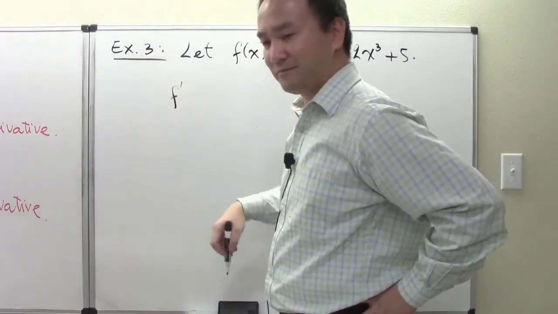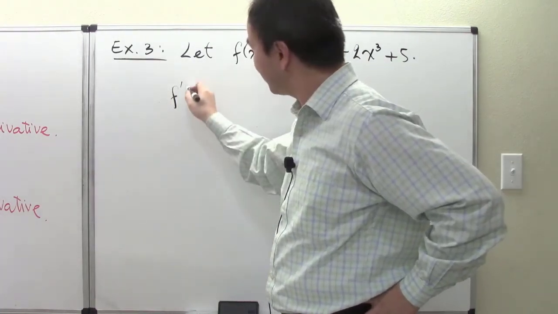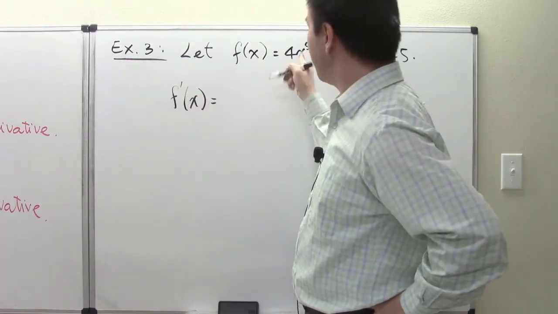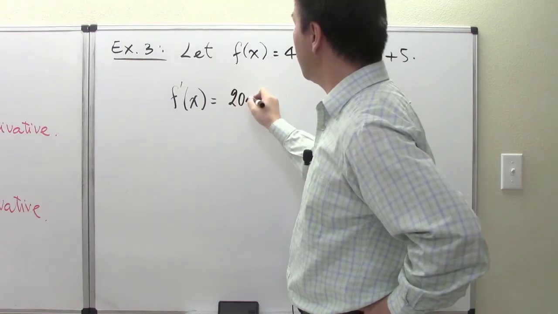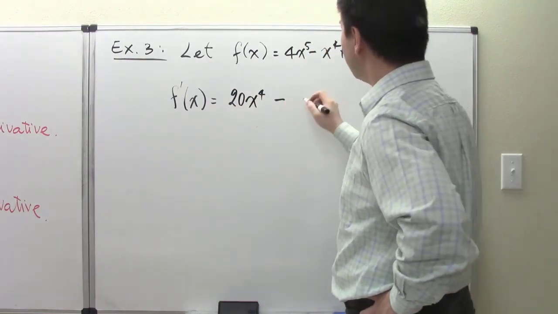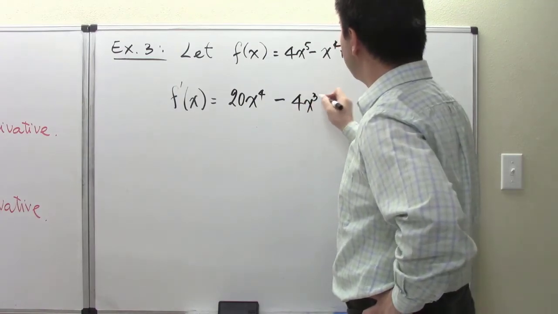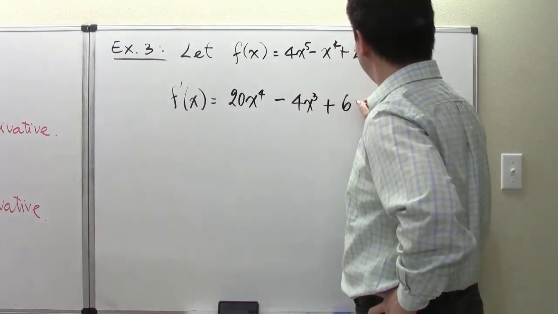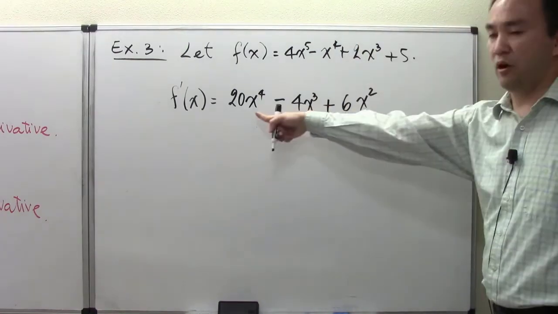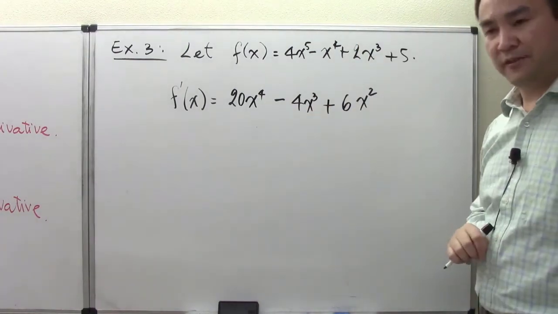F prime. Okay, first derivative. So now you are fluent enough. That first term gives me 20x to the fourth, minus 4x cubed plus 6x squared. That term becomes a 0. So we only have 3 terms in our first derivative.